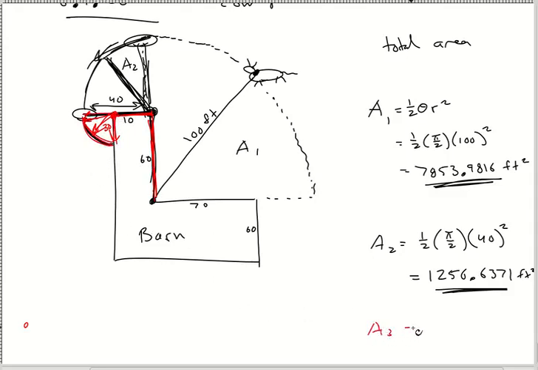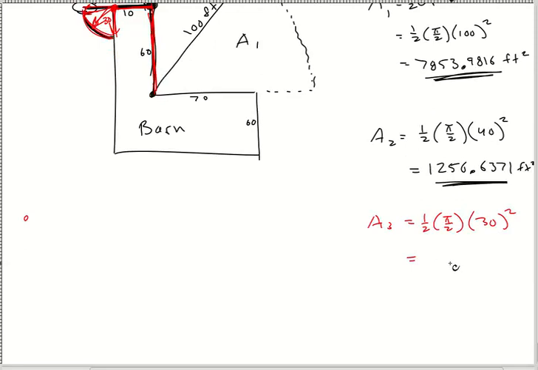This is the problem. So 1/2 pi over 2. And then that's still the same quarter circle. It's just a new circle at 30 for my radius. And I've got 706.8583. Again, feet squared. Again, that's very important.